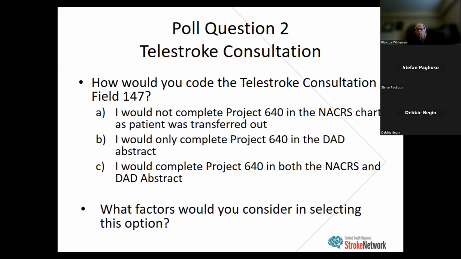So would you code the telestroke consultation field in this? Would you code it in NACRS? Would you code it in DAD only? Code it in both NACRS and DAD. And I'll launch the poll. And give people time to respond.